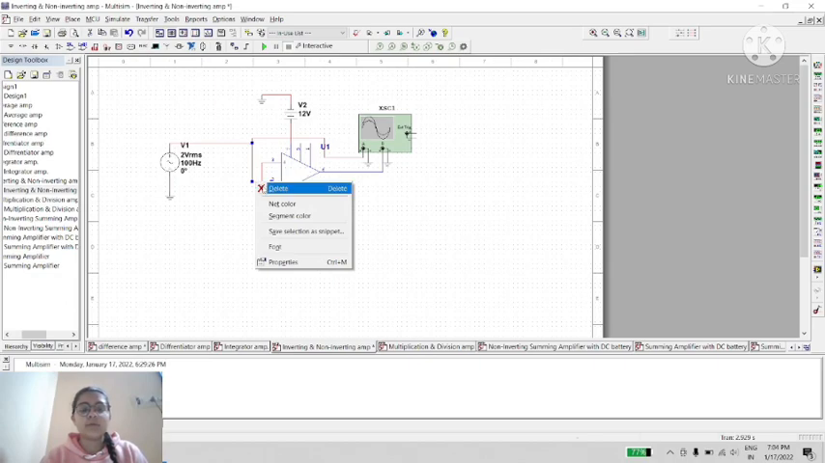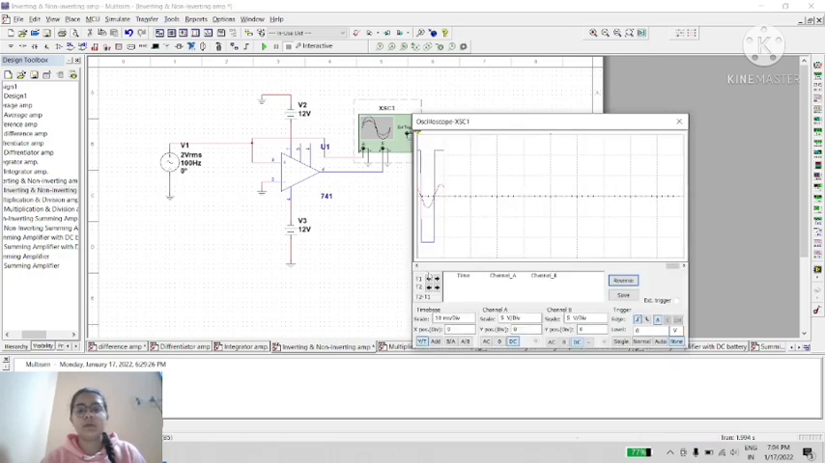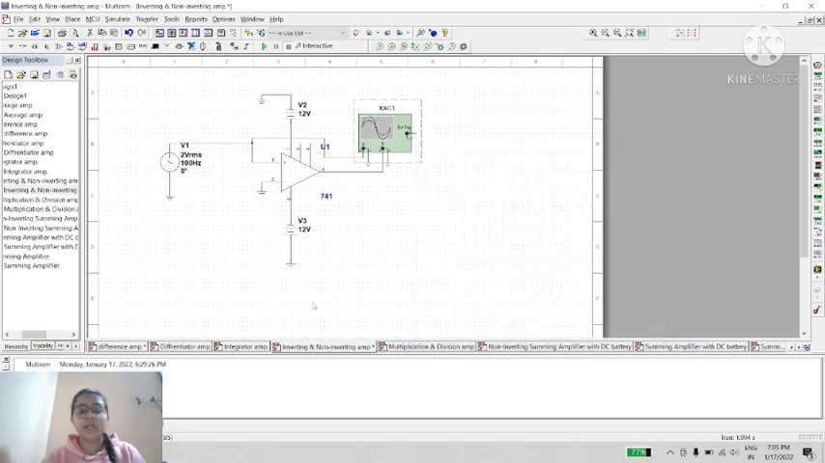So we have connected supply voltage with the non-inverting terminal and the inverting terminal grounded. So just play. See, red color is for input voltage and blue is for output. Positive half cycle gives a positive amplified waveform, and negative half cycle gives a negative amplified waveform. This is the circuit of the non-inverting amplifier.